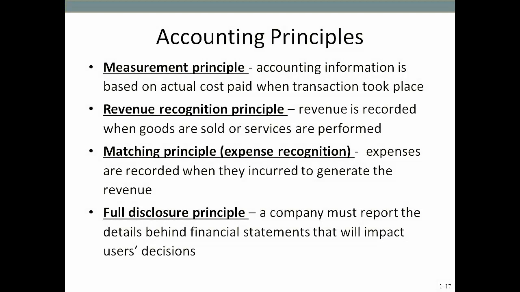Accounting principles and assumptions govern the way we write down and report every business transaction in the accounting records. 4 principles and 4 assumptions are discussed in this chapter, and they are very important to understand because they are the foundation for everything we will learn. The revenue recognition and the matching principles are the 2 most important principles you will learn in this class.